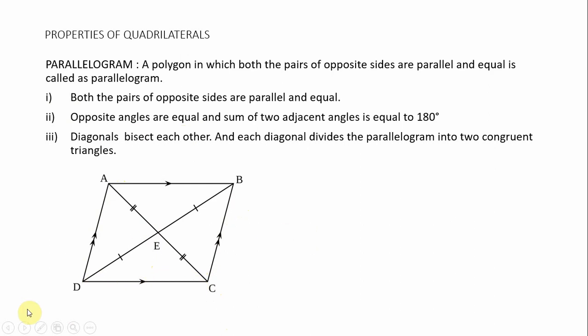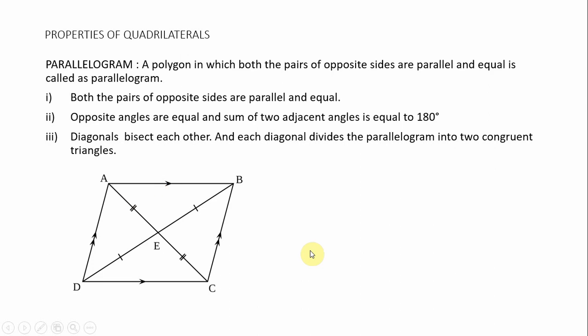So both the pairs of opposite sides are parallel and equal, opposite angles are equal, and the sum of two adjacent angles is equal to 180 degrees. What is adjacent? I told you in the previous figure that angles lying side by side are called adjacent angles. So angle A and angle B are adjacent angles, and angle A and angle D are also adjacent angles. So here angle A plus angle D is equal to 180 degrees, angle A plus angle B is also equal to 180 degrees. Similarly, angle B plus angle C is 180 degrees, and angle C and angle D is also 180 degrees. However the case, the sum of two adjacent angles is equal to 180 degrees.